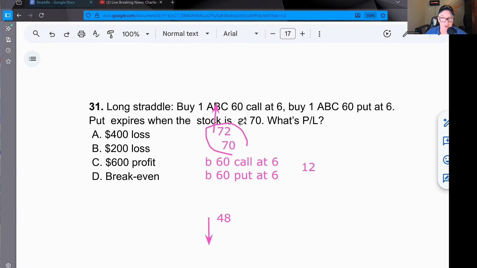I just look at the closest break even. 72 is my break even. It's $2 short. I lost 2 points.